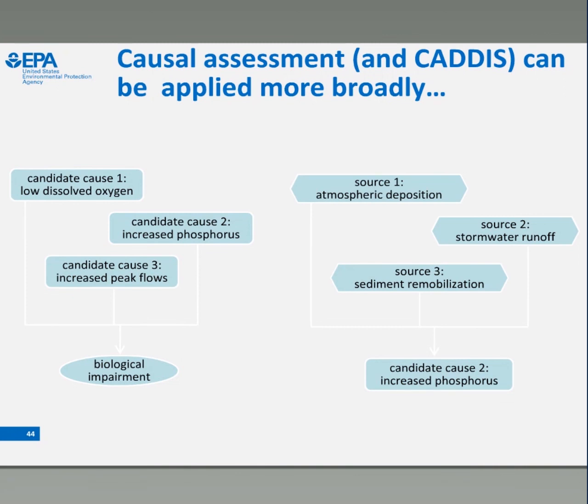But many of these same ideas, types of evidence, and tools can be useful in trying to assess causes of things other than biological impairment. For example, increases in a particular stressor like phosphorus concentration. Here, the candidate causes of the effect of interest are different sources, runoff, atmospheric deposition, remobilization from sediments. And you can use the same types of evidence to evaluate these hypothesized pathways. What may be the endpoint of interest in one assessment could be one of many candidate causes in another assessment, but the same principles and methods often can be used in both cases. So CADDIS is a website that was originally developed for causal assessment, but that does not mean that it's the only kind of assessment it's useful for.